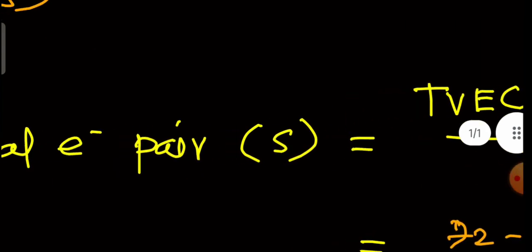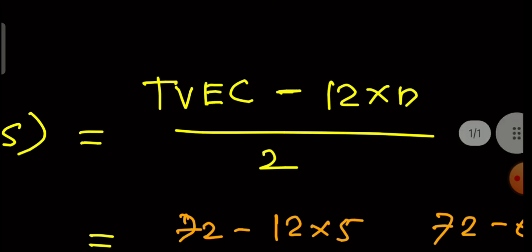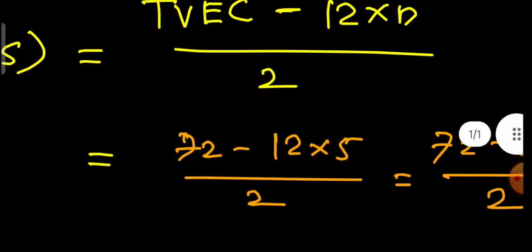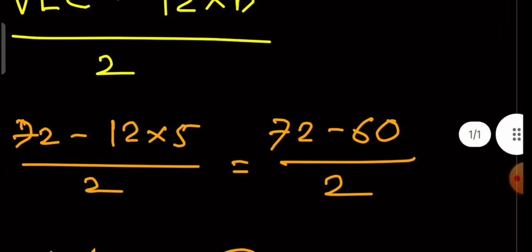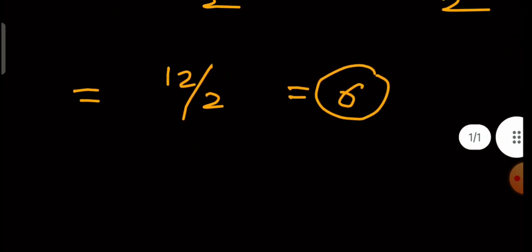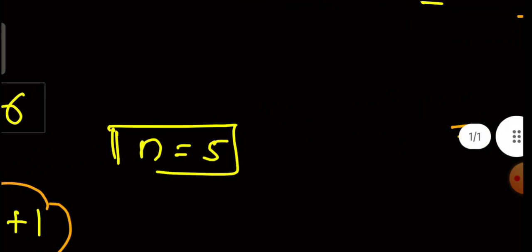Okay, so this is the formula for predicting the skeletal electron pair: total valence electron count minus 12 n, by 2. So total valence electron count is 72 minus 12 into 5, by 2. So your answer will be 72 minus 60 by 2. So here 12 by 2 is equal to 6 now. That 6 is your skeletal electron pair. Okay, now here n is equal to what? n is equal to 5.